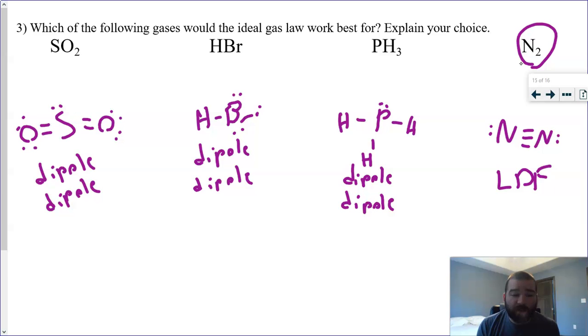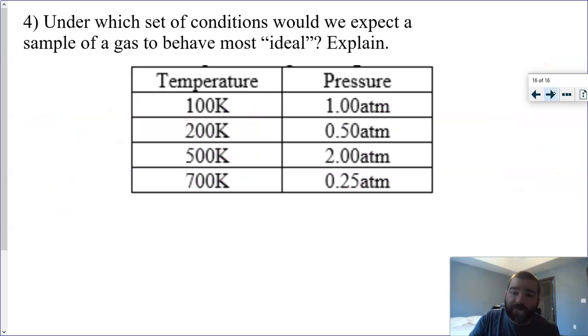When we get dipole-dipole, when we get hydrogen bonding, these are stronger types of intermolecular forces, meaning the ideal gas law isn't as great for them. It works much better for things with weak intermolecular forces. The nitrogen in this example has the weakest of the set. The nitrogen's intermolecular forces are the absolute weakest compared to the other 3. All right, last one, and then I'll leave you alone.